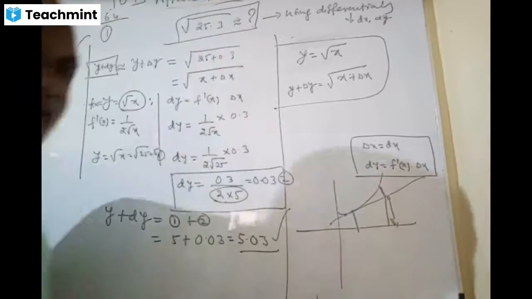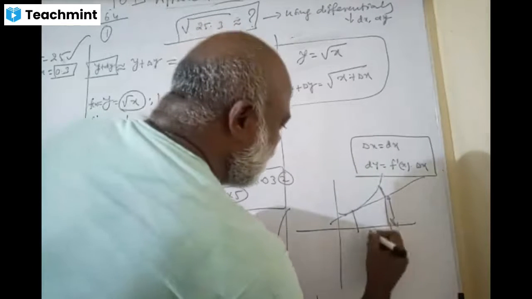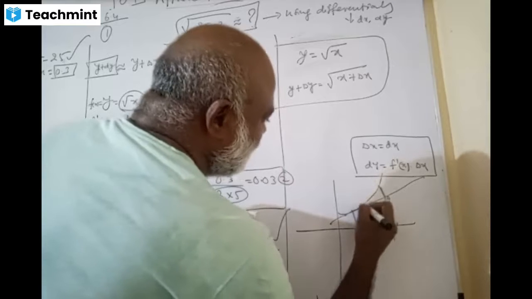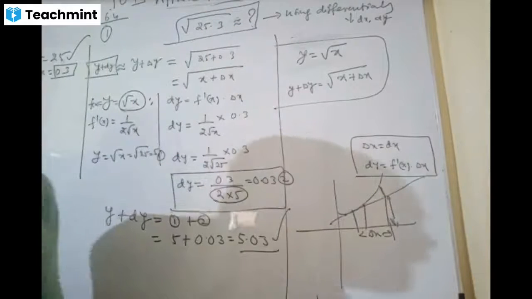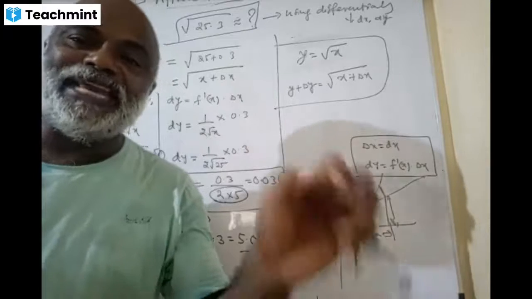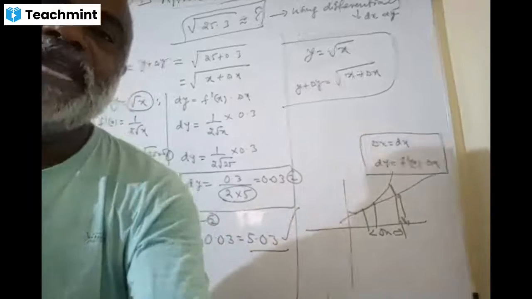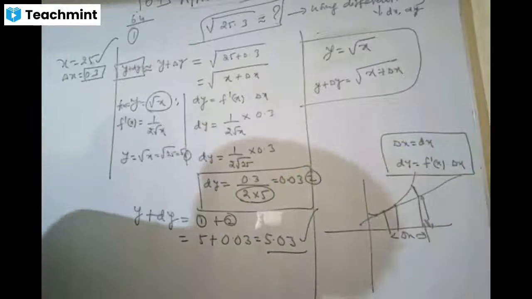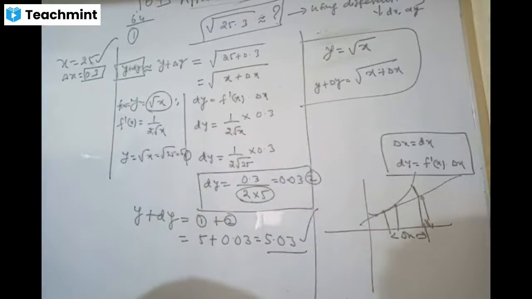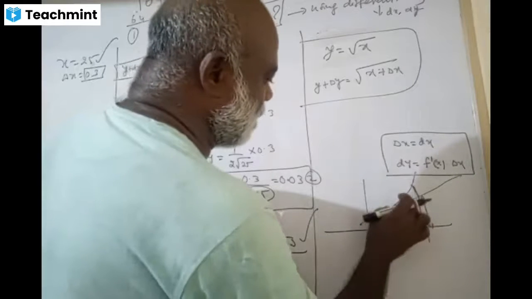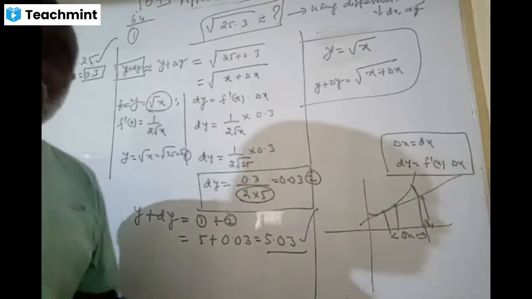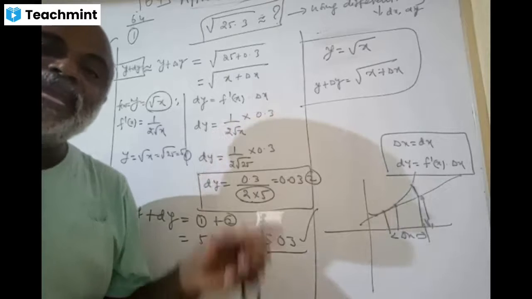But what he says is that if delta x is very small, suppose I take x plus delta x here, now the gap is very small. Therefore, the approximation will be very close to the real value. If delta x is small, the approximation will be very close to the real value. Here the gap is very big. Therefore, our aim is to see that delta x should be very small.